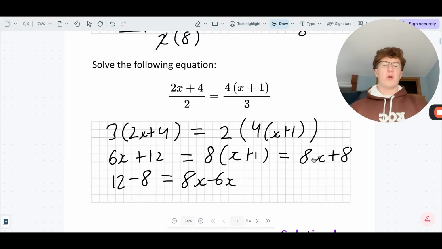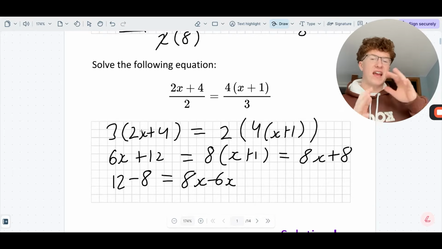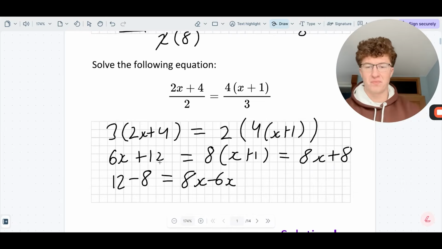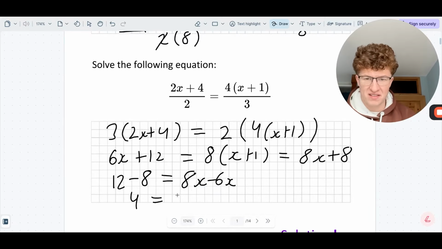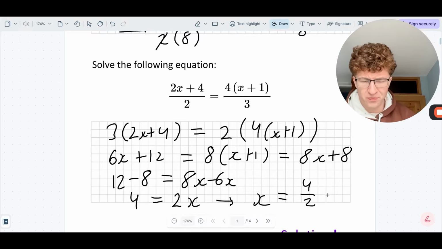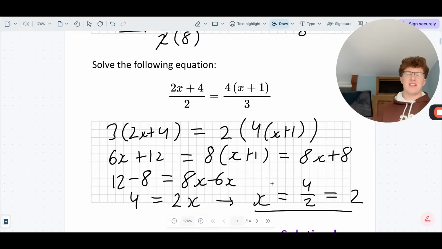Because again, we want to solve for x, so we want all the x's on one side, everything else to the other. Then 12 minus 8 is going to give us 4, and 8x minus 6x is going to give us 2x. That means that x is equal to 4 divided by 2, which is equal to 2. That's our final answer. x equals 2.